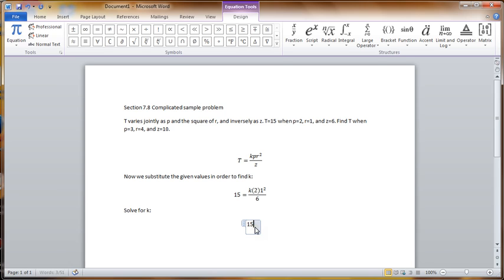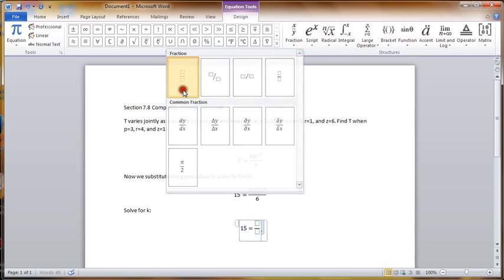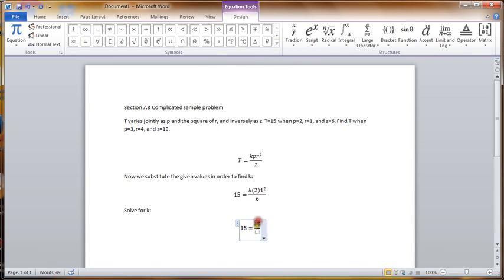So we have 15 on the left-hand side. 1 squared is 1, so on the numerator I have 2k over 6. And of course you could cancel the 2 with the k and the 6 to make it just k over 3. So I'm actually going to do that all in one step here just to save myself a little bit of time on the video. So you have k over 3.